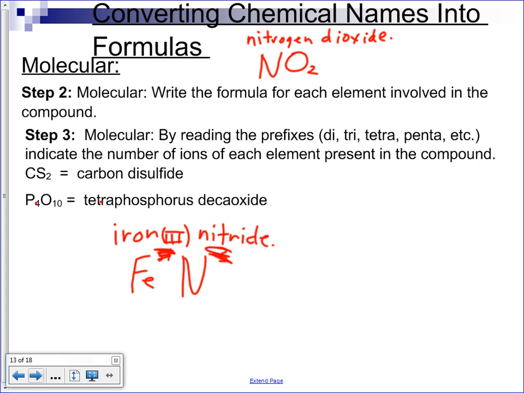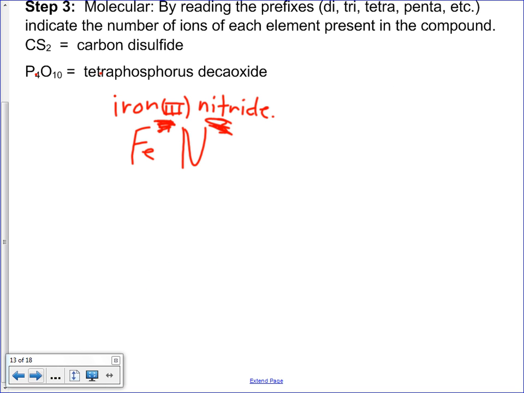Another situation you could run into is a polyatomic ion in the name. So we could have something like calcium hydroxide. If I have that, is this an ionic compound?